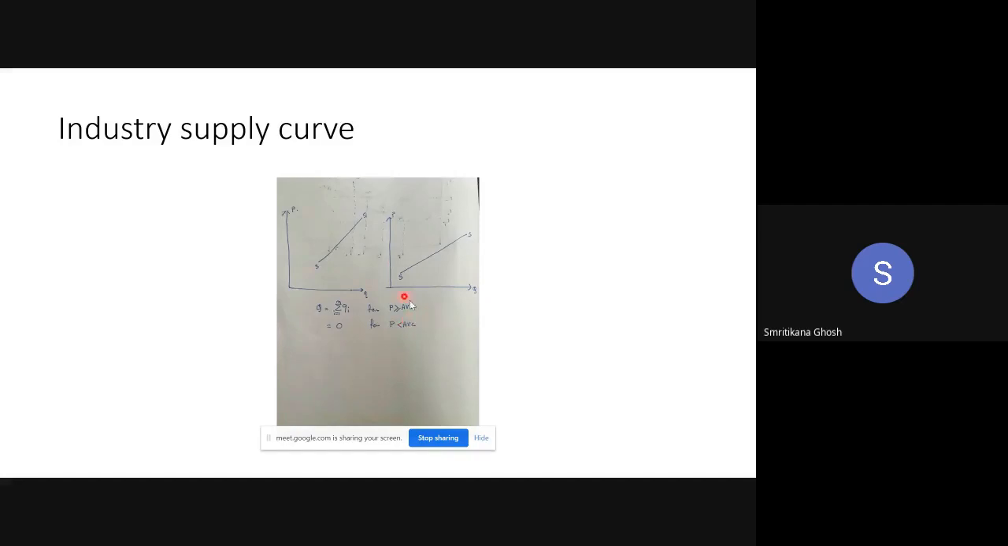So if P is greater than or equal to AVC, then you have this industry supply curve. And it is equal to 0 if P is less than AVC. Okay. So this is how we get the industry supply curve of the perfectly competitive industry in the short run. Remember, this is the short run. Okay. Any question?